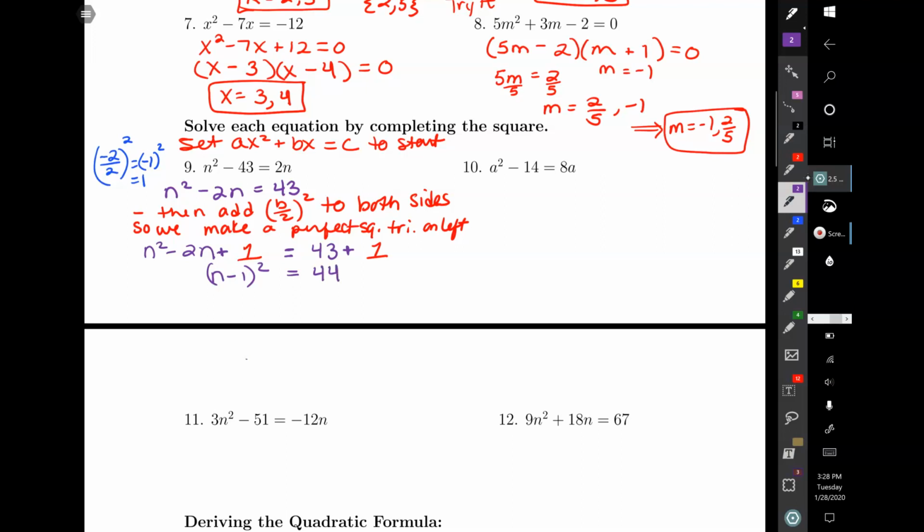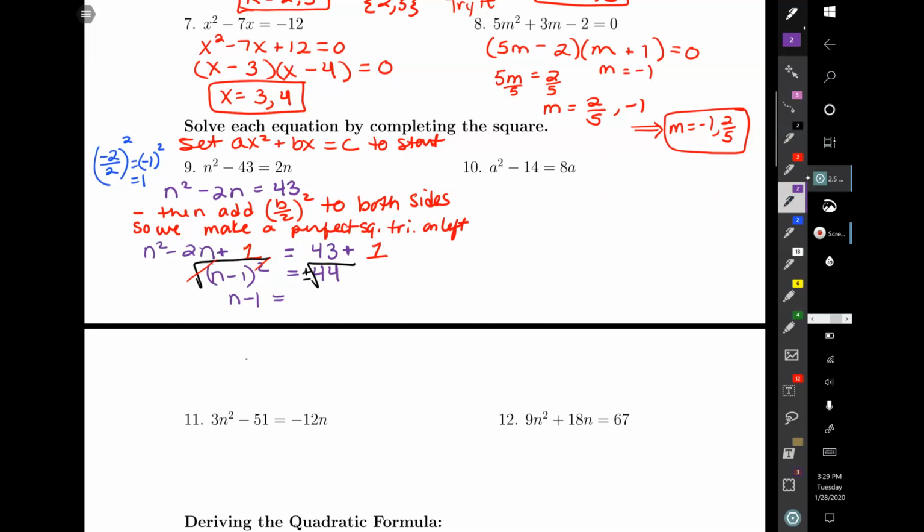So now what I can do, it's very nice, I can take the square root of both sides. So I put a square root symbol around the whole thing, the n minus 1 squared on the left hand, and then equals plus or minus square root of 44. So when I take the square root here of the binomial squared, I am left with n minus 1 equals plus or minus square root of 44.